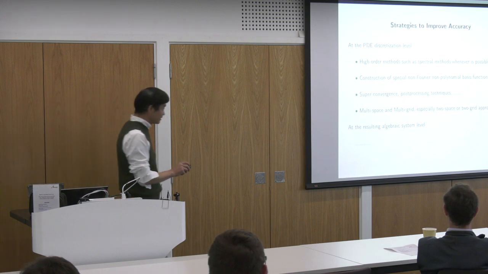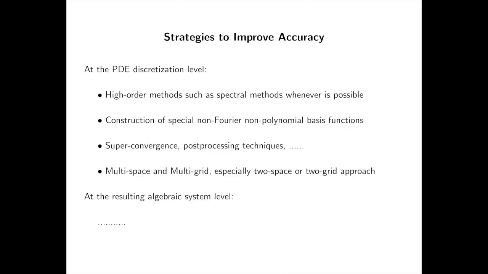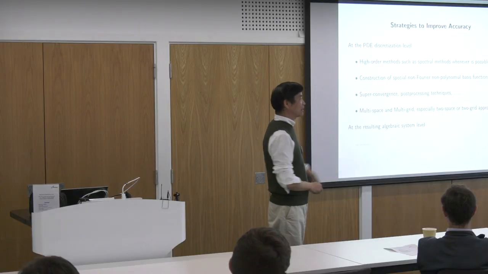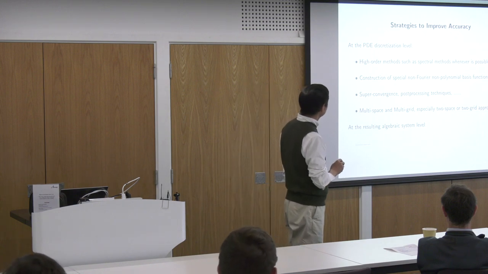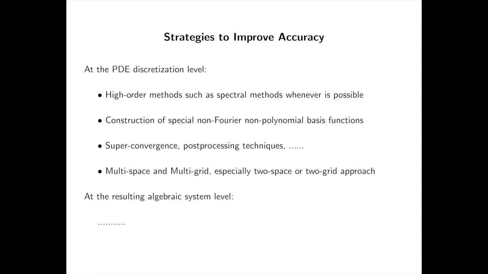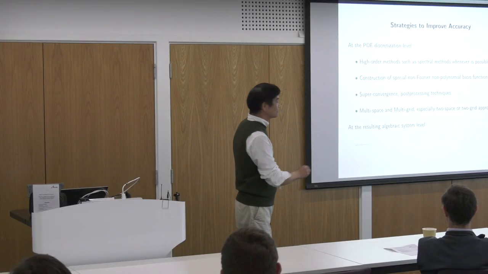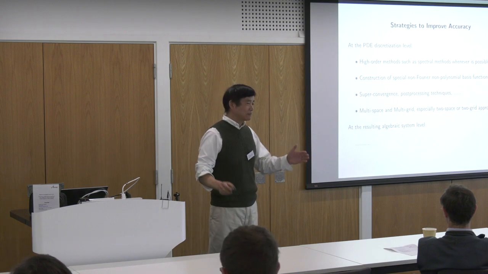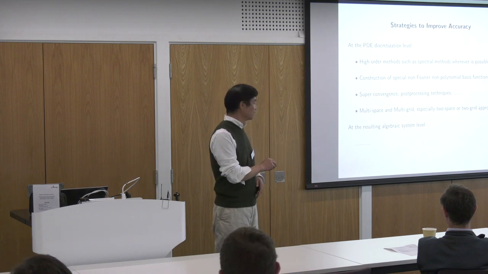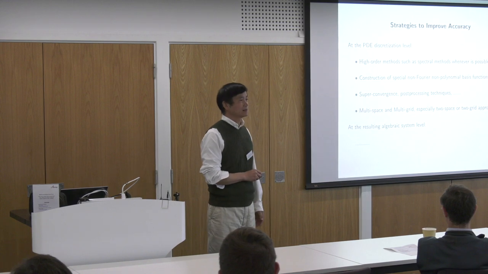Okay, now, strategies to improve accuracy. At the PDE discretization level, use higher order methods such as spectral methods whenever it's possible, right? Sometimes it's impossible because of the domain, the singularity, the very complex domain. Another approach is constructing a special non-Fourier, non-polynomial basis function, which I'll mention in the next example, and superconvergence post-processing techniques and so on. Of course, there's also an issue at the resulting algebraic system level. So we're talking about the PDE discretization level, right? And for large systems, solving the algebraic system is also an issue. We had a conference on numerical eigenvalue problems, and some folks from linear algebra, you need to work on the solver, actually.